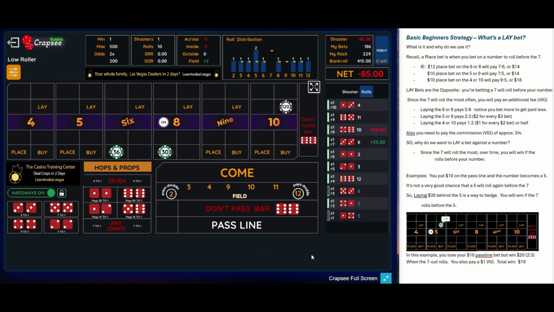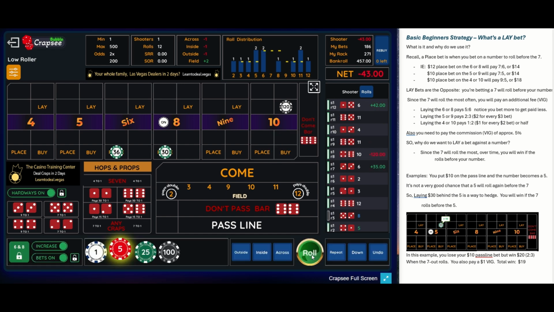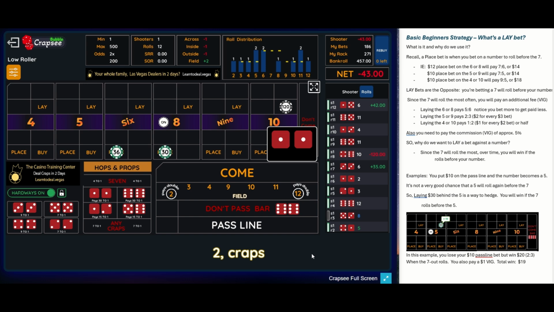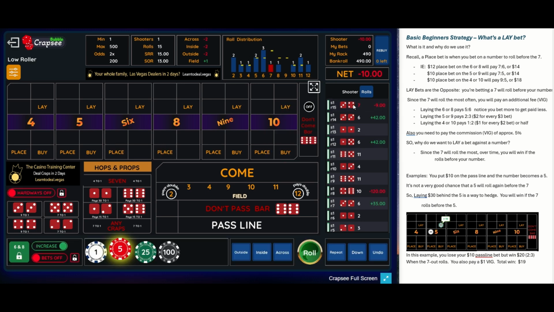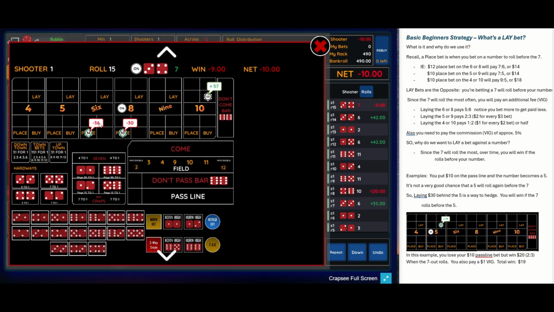Here's a 4, an 11, there's a 6, so 36. 36 divided by 6 is 6. 6 times 7 is 42. There's a 2. Another 6. And there's the 7. Let's look at that. So we lost 36 and 30. We lost $66.